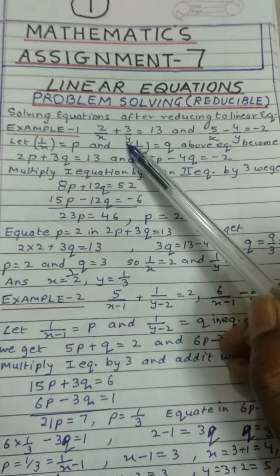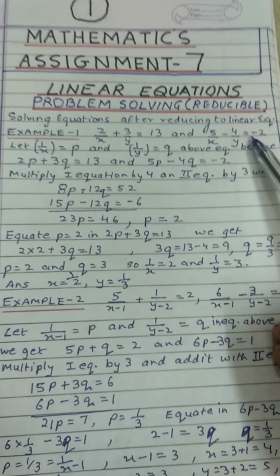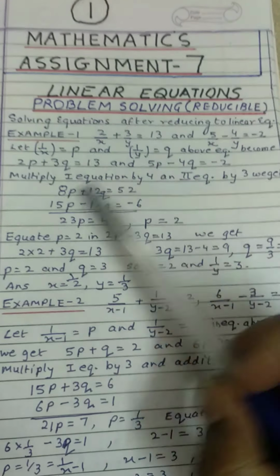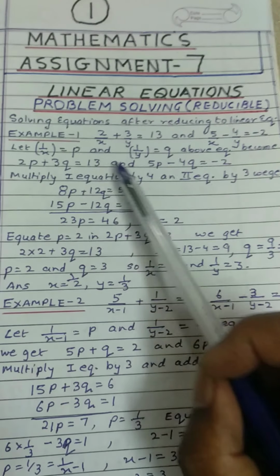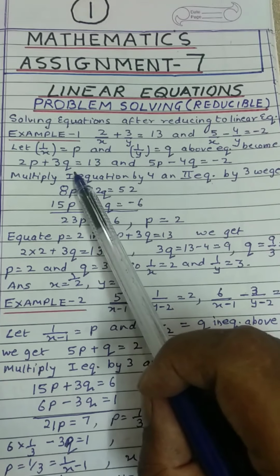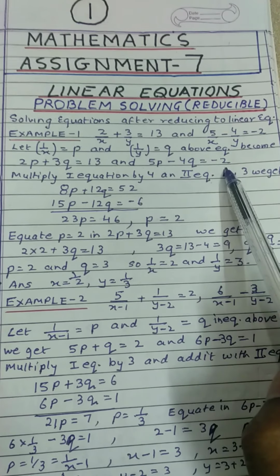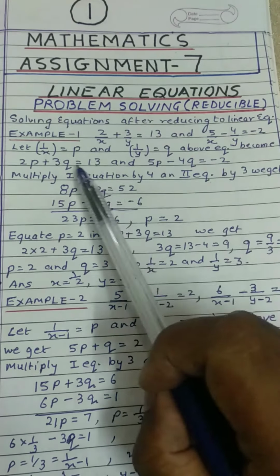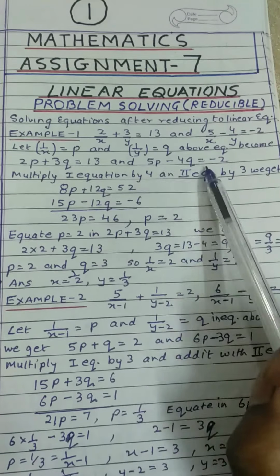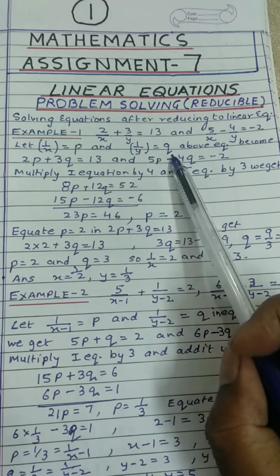2 upon x plus 3 upon y equals 13, 5 upon x minus 4 upon y equals minus 2. Let 1 upon x be p and 1 upon y be q. The above equations become 2p plus 3q equals 13 and 5p minus 4q equals minus 2. Now you can see they are linear equations. We have reduced them by assuming 1 upon x is p, 1 upon y is q.